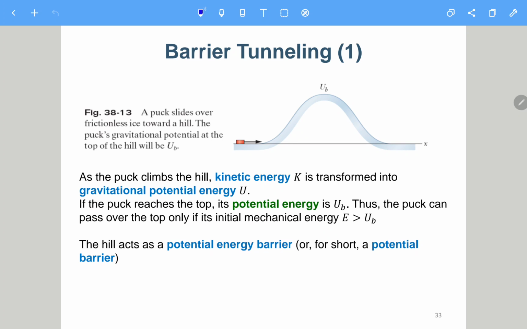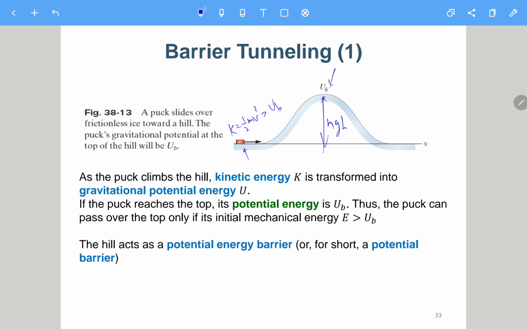And in classical mechanics, this is UB, and this should be mgh, where m is the mass of the puck. Then if this puck needs to get through this small hill, the initial kinetic energy 1/2 mv squared must be larger than UB.